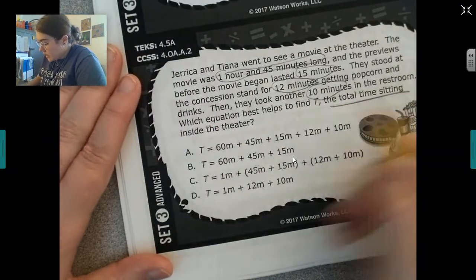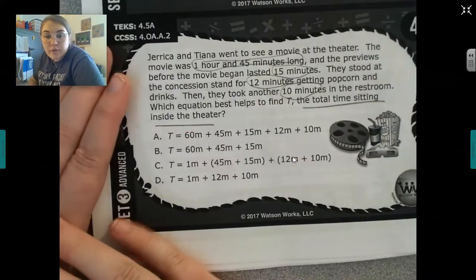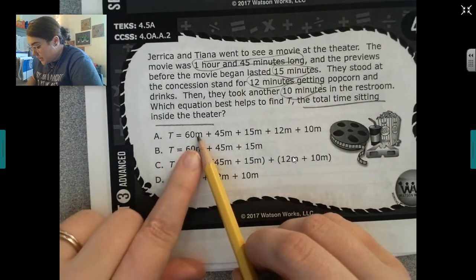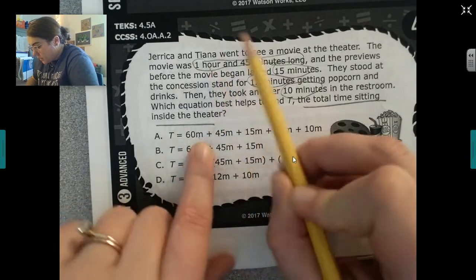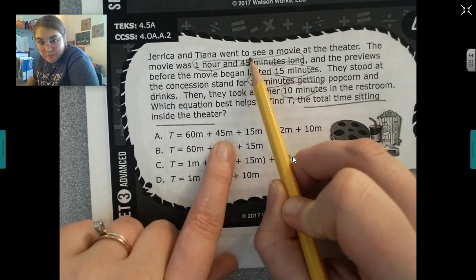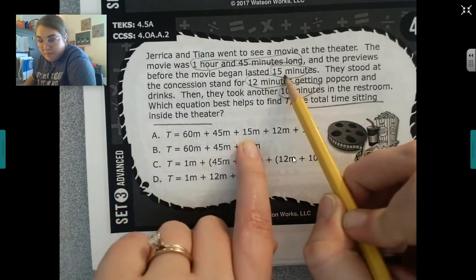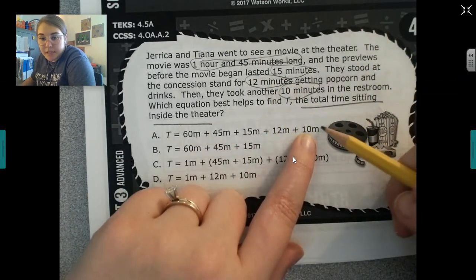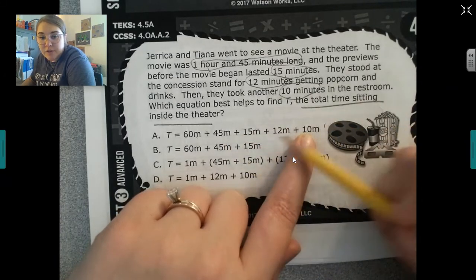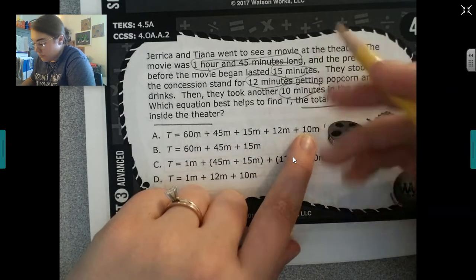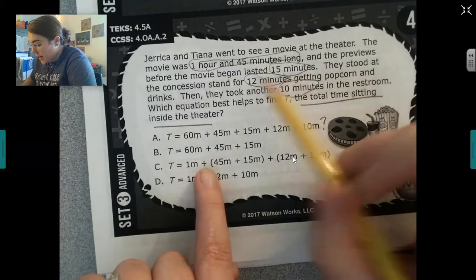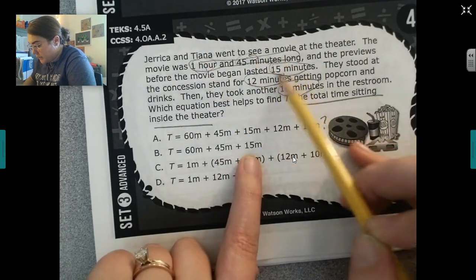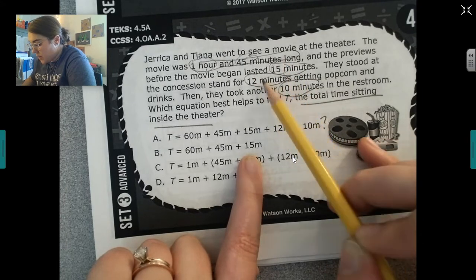So, how am I going to figure out how long they were in the movie theater? Am I going to add 60? 60 would be my hour. 45, 15, 12, and 10. The M stands for minutes. Would that give me the total time if I added all that up? Yeah, probably. What if I only added 60, 45, and 15? What about the 12 and the 10?